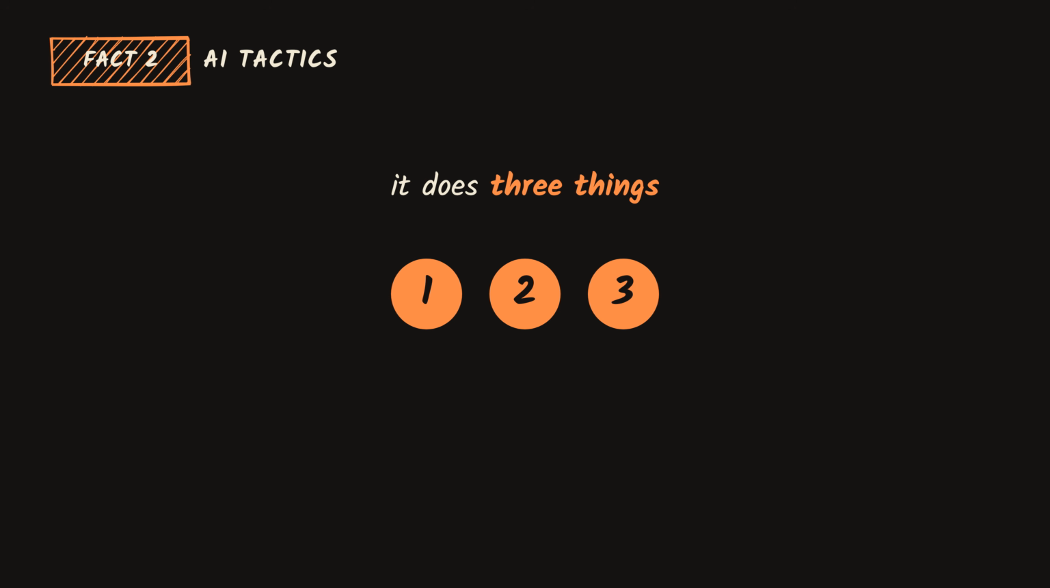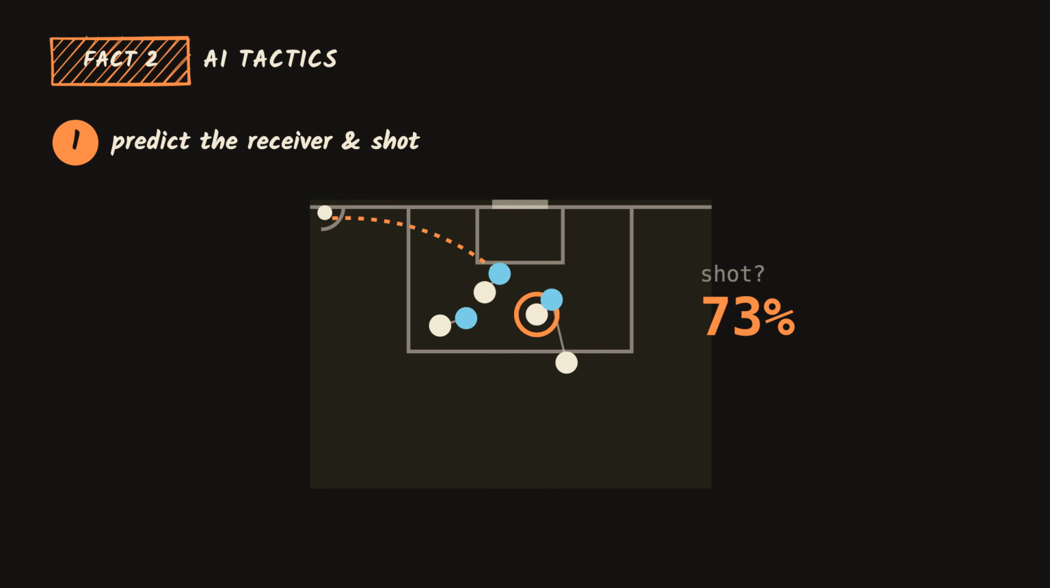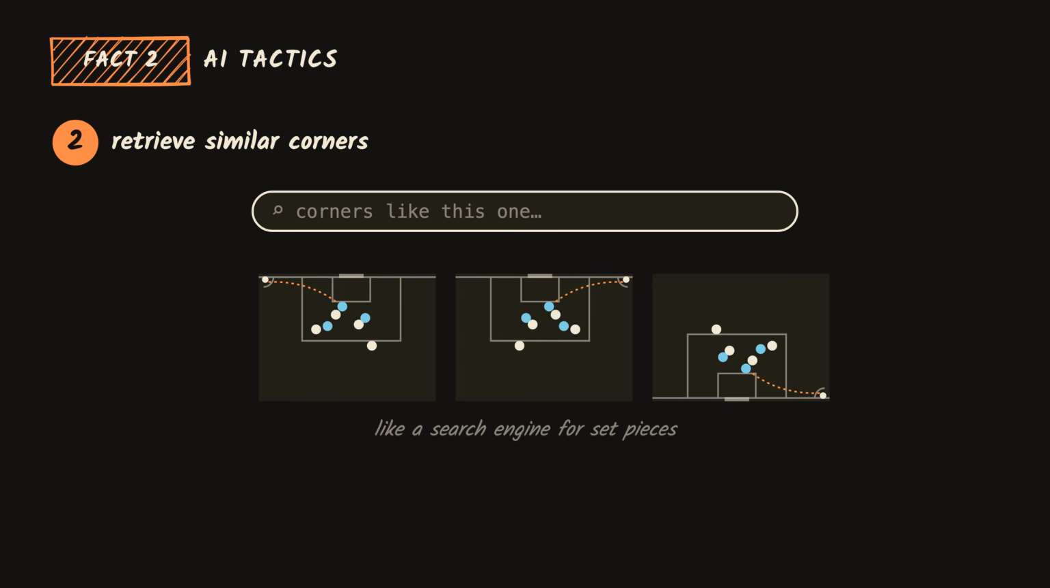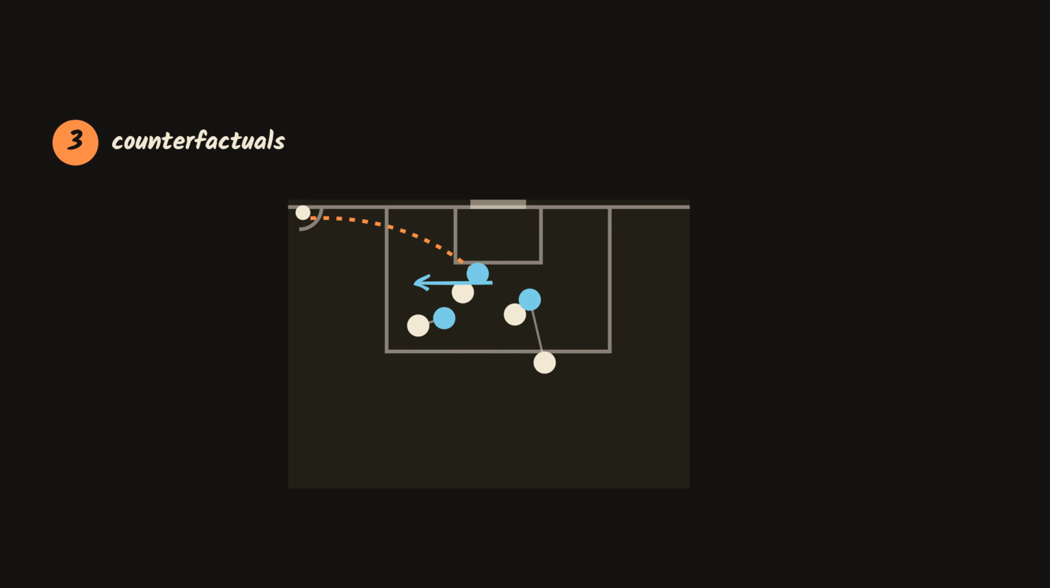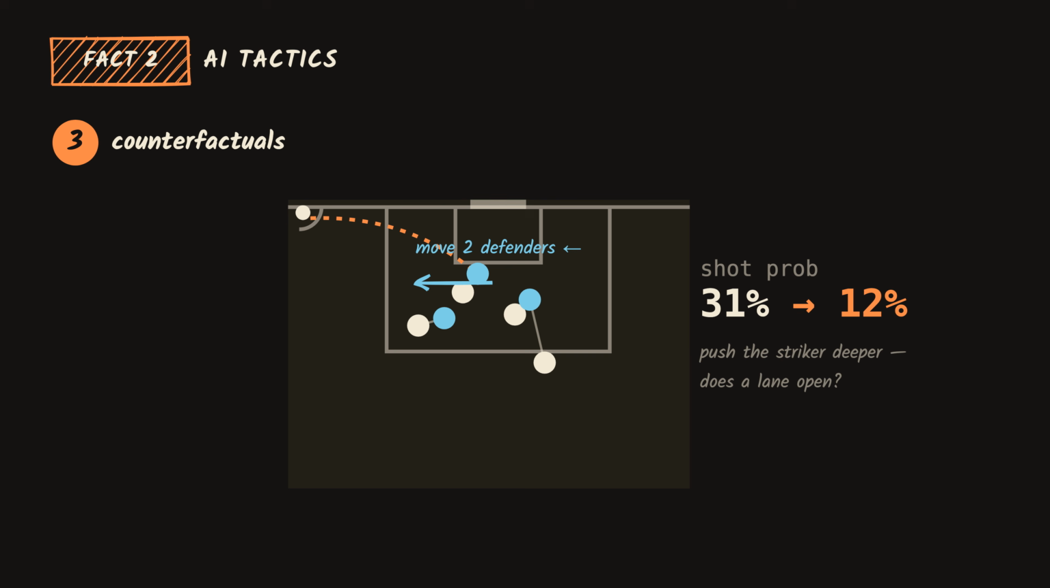The system does 3 things. 1, given a corner setup, it predicts who will receive the ball and whether a shot will follow. 2, it retrieves similar corners from history, like a search engine for set pieces. 3, it generates counterfactuals. Move these 2 defenders left. What happens to the shot probability? Push the striker deeper. Does that open a lane?